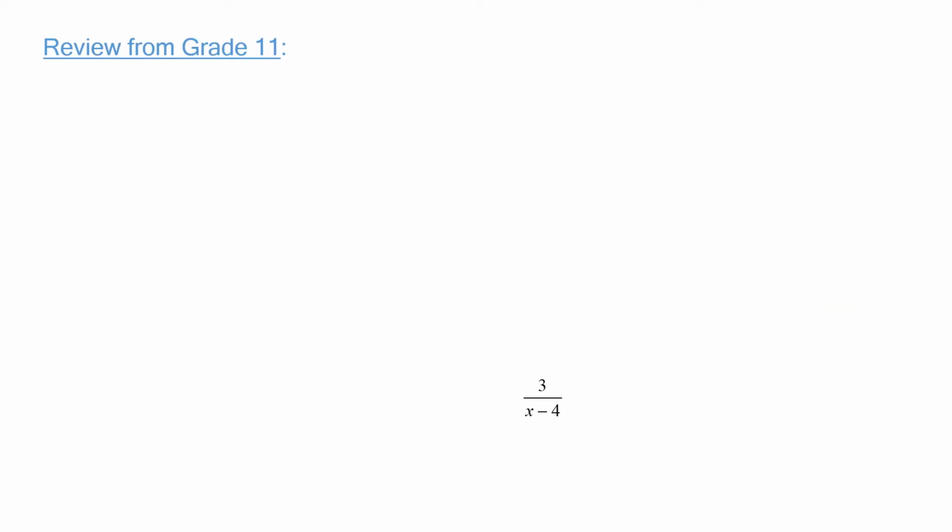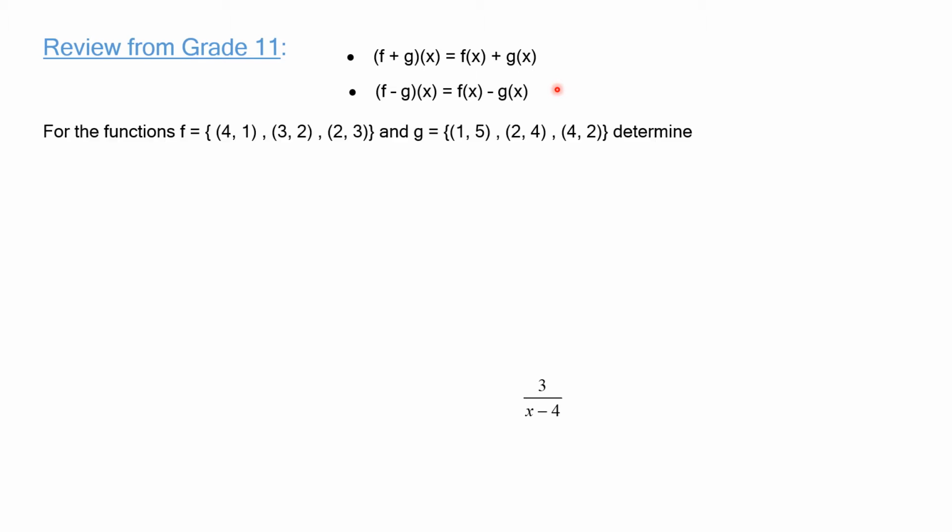Review from grade 11. Oops, that's not supposed to be there at the bottom. We've got f plus g at x equals f at x plus g at x. That's just notation. So if you see the notation that looks like this, it's the same as this. And we're a little more comfortable with that, right? F at x plus g at x. Same thing when you're subtracting. You can put them together or you can separate them. So that was grade 11. You may not remember that, but that's why we're reviewing it.